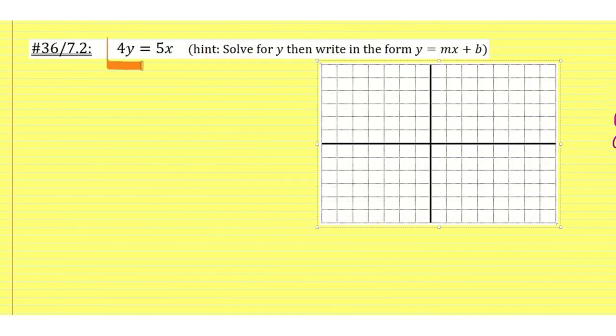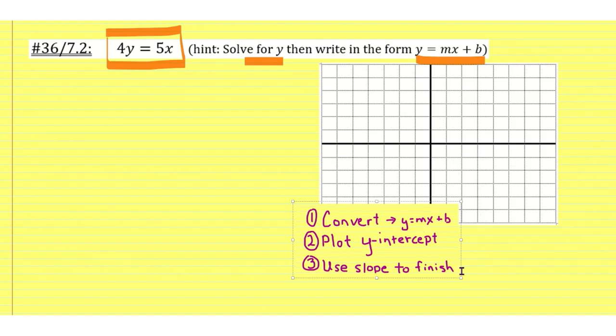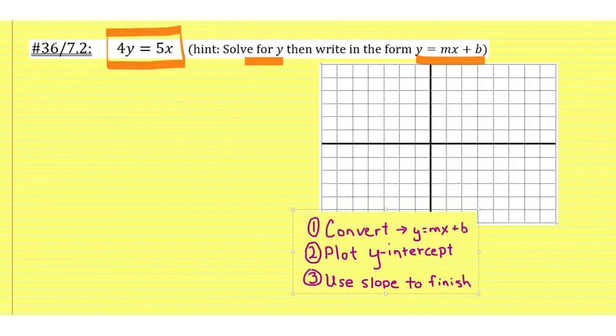Okay, 4y is equal to 5x. And they've given us a hint. They say solve for y, then write it in the form y equals mx plus b. So we are going to take 3 steps to graph this linear equation. We're going to convert it to y equals mx plus b, and then we will plot the y-intercept, and then we will use the slope to finish our graph.